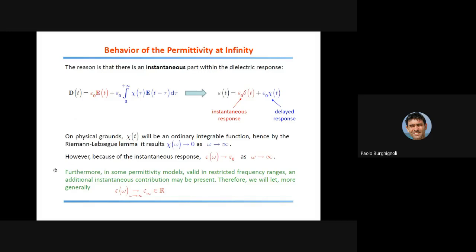There is even more, and there are permittivity models which are valid in some restricted frequency range, in which you can have an additional instantaneous contribution. And this means that, in general, the permittivity as a function of omega will tend to some constant when omega tends to infinity, which may be different from the permittivity of vacuum. And we will call this constant epsilon infinity, to remind us that this is the value that the permittivity assumes when omega tends to infinity.